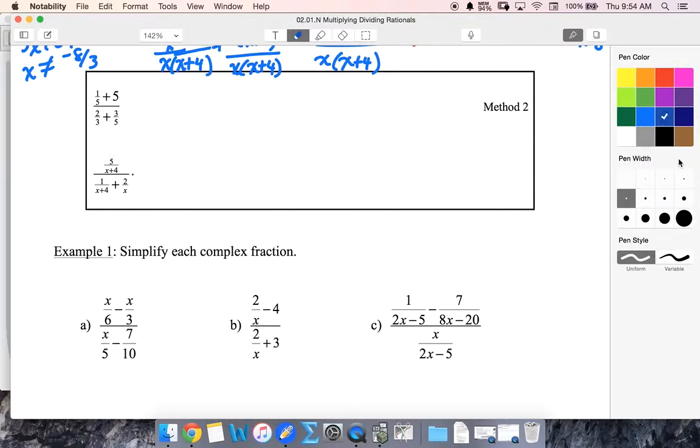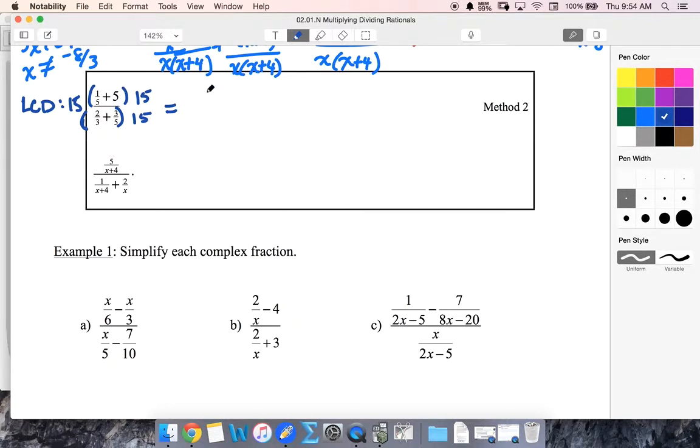And I'm going to switch colors just to separate this a little bit. So for this first one, my LCD is 15. So I'm going to multiply the top by 15 and the bottom by 15. And the whole reason we're doing this is to cancel fractions. So I should just end up with a numerator and denominator, no fractions.